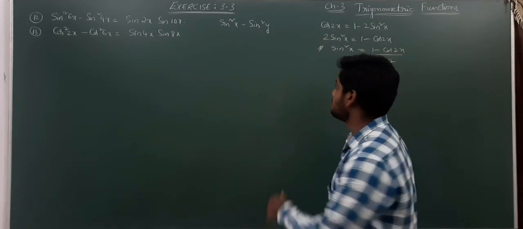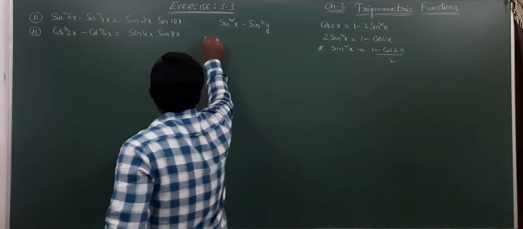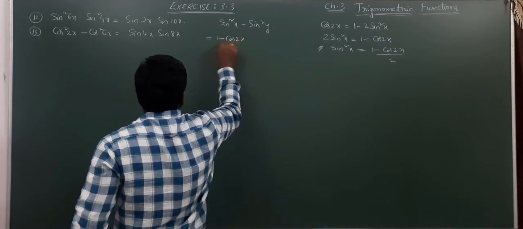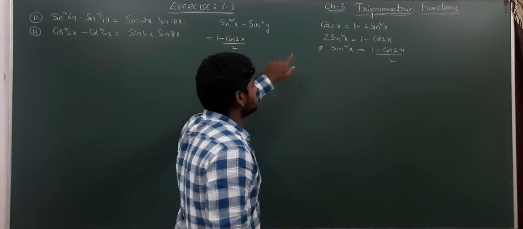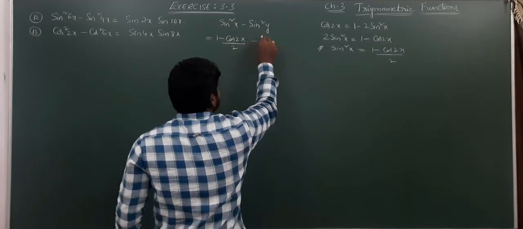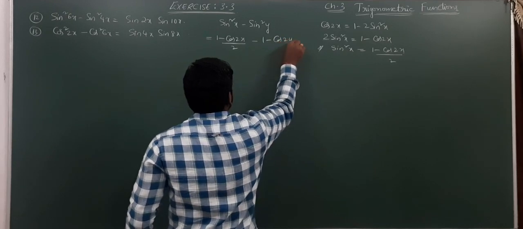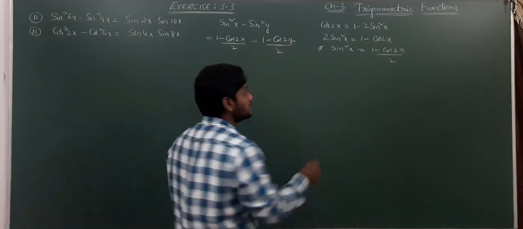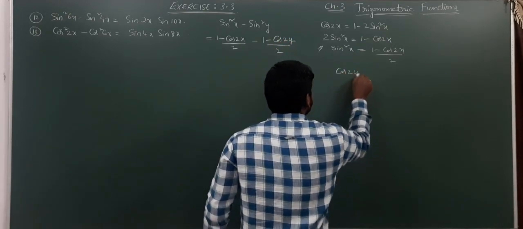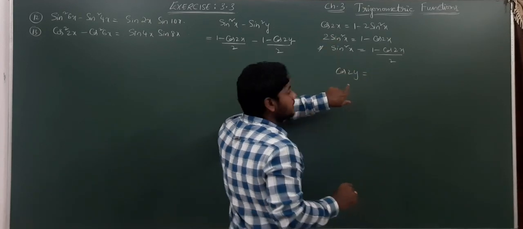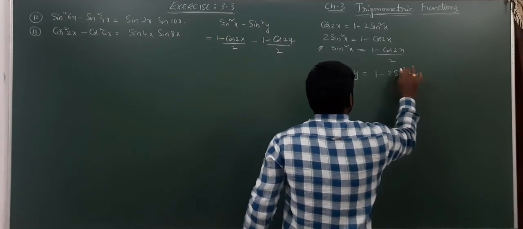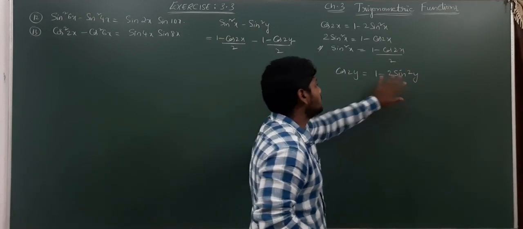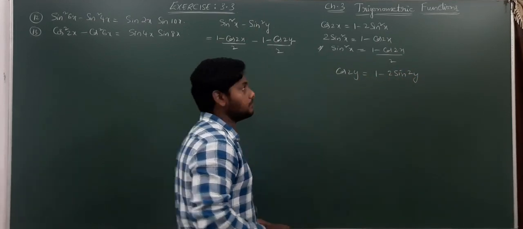Sin square x is equal to what? 1 minus cos 2x by 2. In the same way, sin square y is equal to 1 minus cos 2y by 2. How to get that one also? For cos 2y, the angle will change. Cos 2y equal to 1 minus 2 sin square y. If you want sin square y, it will become 1 minus cos 2y by 2.